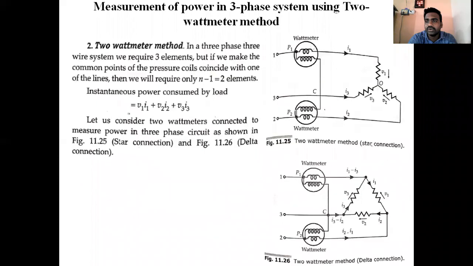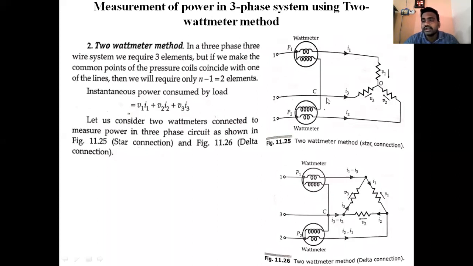Next we analyzed the measurement of power in a three-phase three-wire system with the help of the 2 wattmeter method. This is different when compared to the previous aspects. In Blondel's theorem, we analyzed measurement of power with the help of 3 wattmeters, in the three-phase four-wire system. Here we are using only 2 wattmeters. Here we have 3 conductors: this is the first conductor, this is the second conductor, and this is the third conductor.